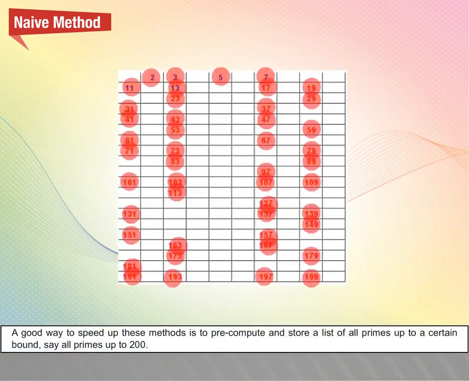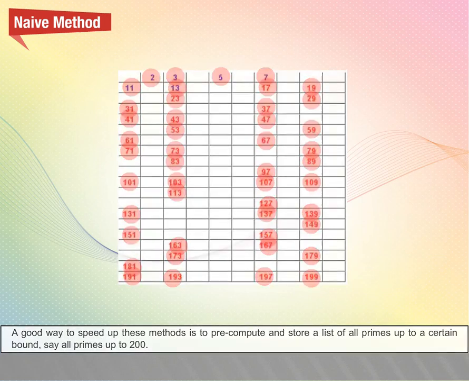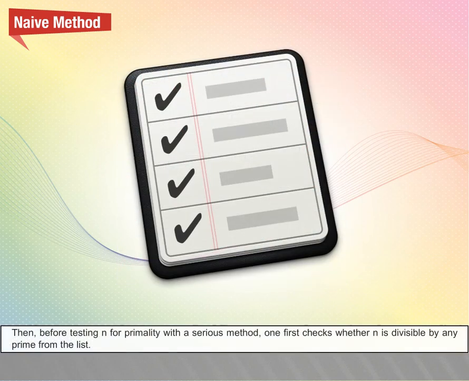A good way to speed up these methods is to pre-compute and store a list of all primes up to a certain bound, say all primes up to 200. Then, before testing n for primality with a serious method, one first checks whether n is divisible by any prime from the list.